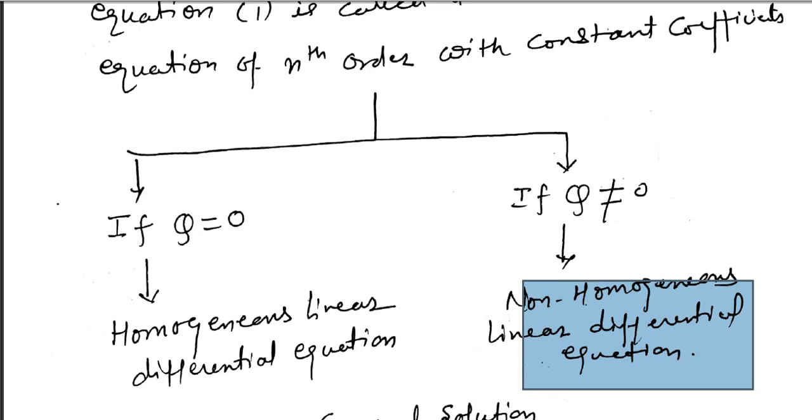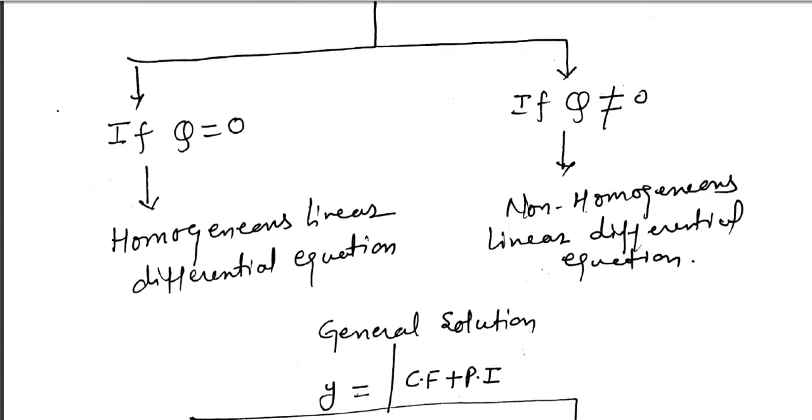Till now we understand, number one, what is a linear differential equation. Number two, what is a linear differential equation with constant coefficient. Number three, what is a homogeneous linear differential equation. Number four, what is a non-homogeneous linear differential equation. Are you getting my point?